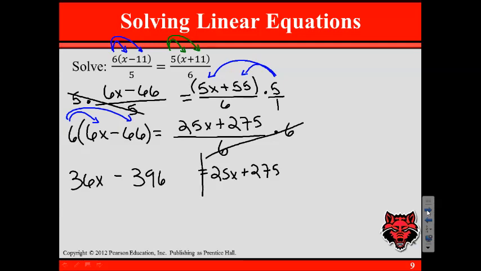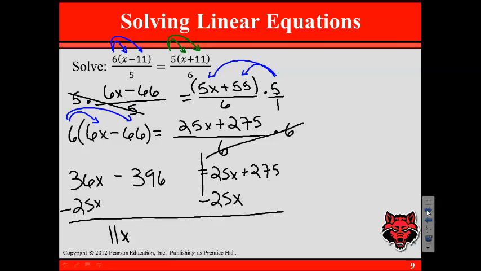Let's draw a vertical line through our equal sign and start moving terms. So we move the x's to the left side by changing 25x to minus 25x on both sides of the equation. 36x minus 25x is 11x. Everything else stays the same. Minus 396 equals positive 25x, negative 25x cancel. So we're left with 275 on the right-hand side.